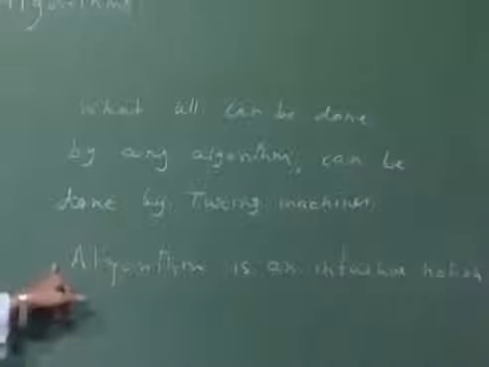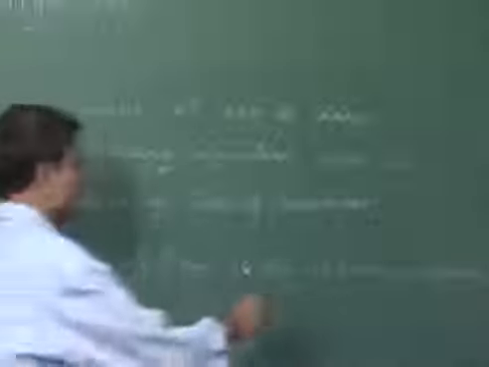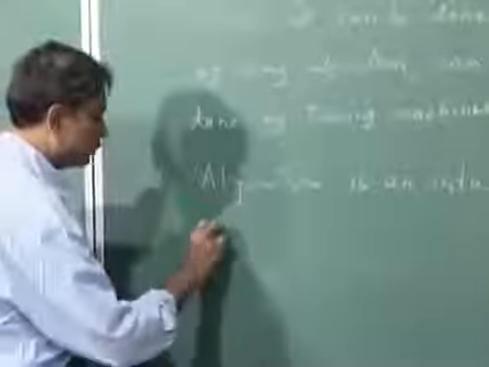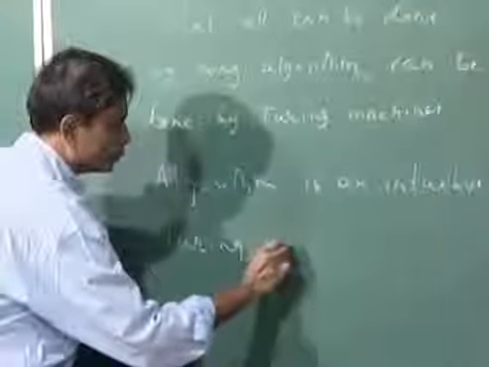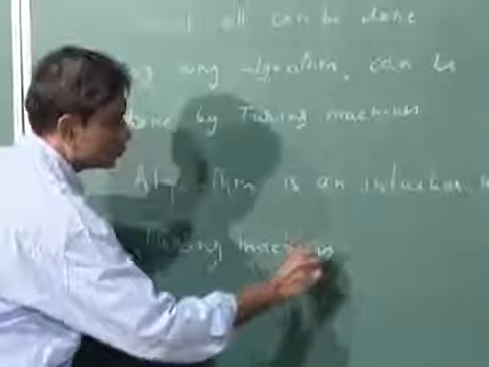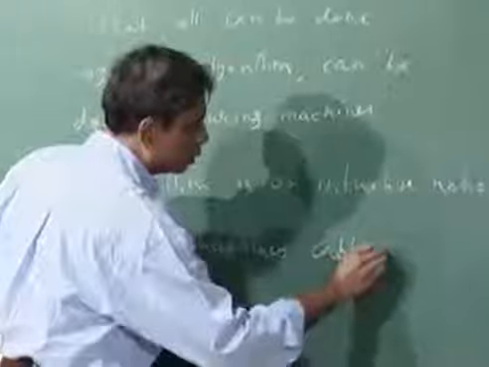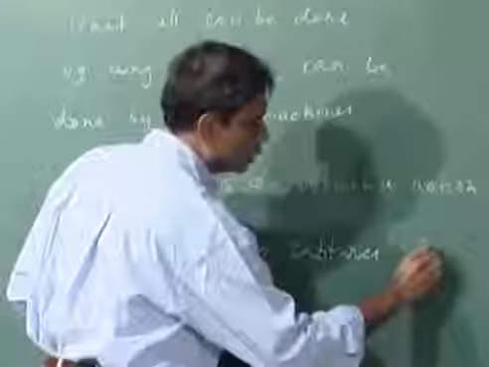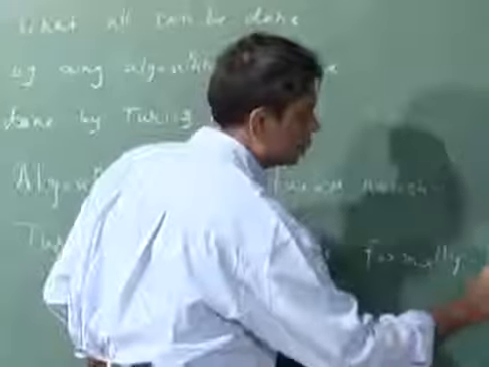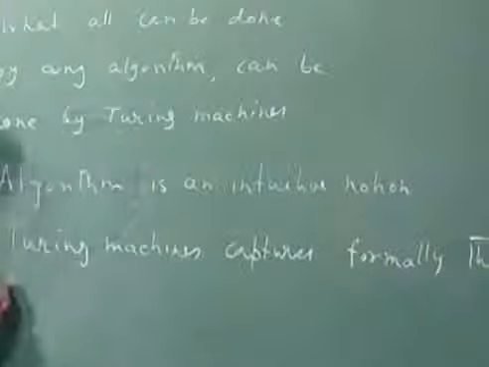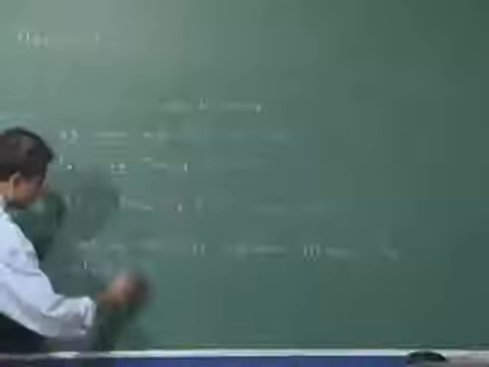And what the Turing machine does is to capture this intuitive notion formally. So, let me say this: Turing machines capture formally this intuitive notion.